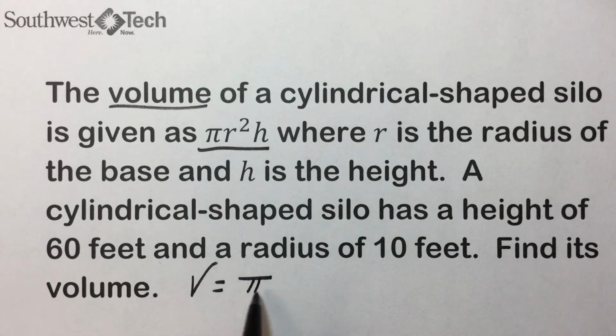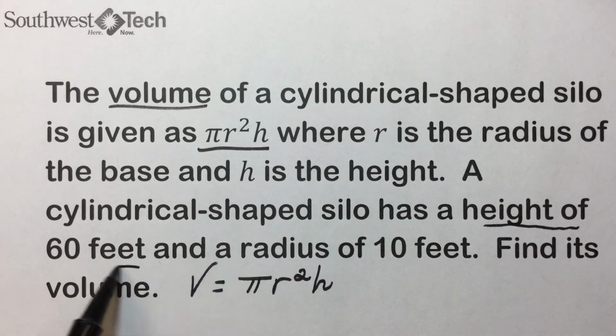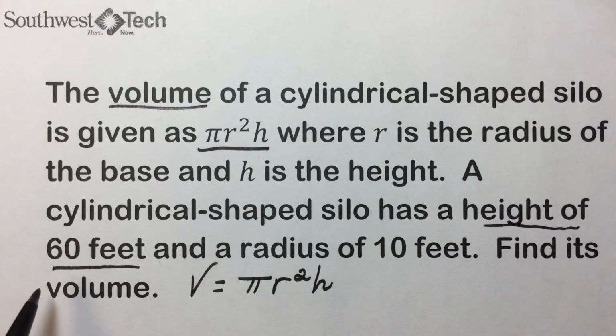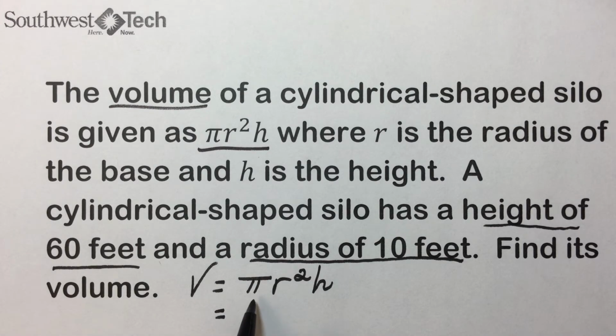Volume is equal to pi r, for radius, squared times h, the height, and we're given that this silo has a height of 60 feet, that'll be our value of h, and a radius of 10 feet, that'll be the value to replace r with. Pi, exact value is 22/7, an approximate value 3.14, or using the pi key on a calculator, we'll take a look at that in just a minute, times the radius.